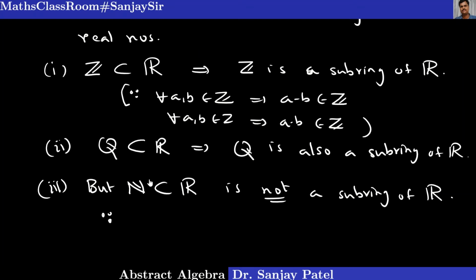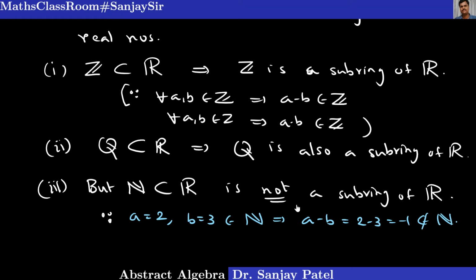say, if I take A equal to 2 and B equal to 3 belonging to the set N, then A minus B, that is 2 minus 3, is minus 1, which is not in N. So the first condition of the Subring theorem is not satisfied. So this is not a subring of R. So remember, not all subsets of a given ring need be a subring. Only some subsets which have the same properties or same structure as the original ring are subrings.